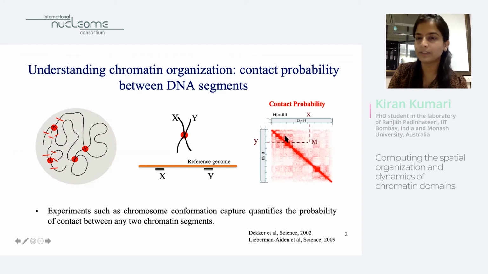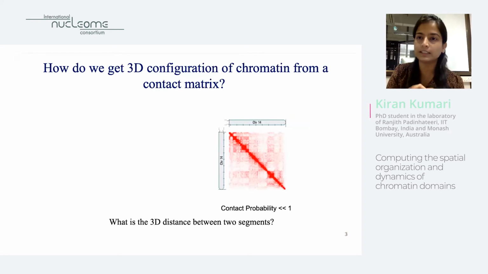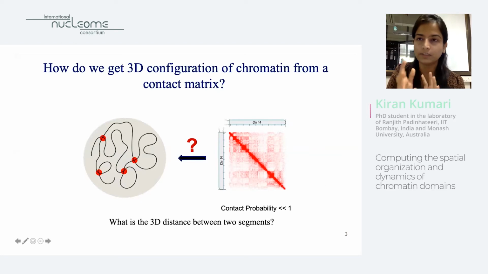Here is the heat map, which is a typical representation of the result of the Hi-C experiment, where element M of this heat map represents the probability of contact between chromatin segment X and chromatin segment Y. Now, given this information of contact between various chromatin segments from experiment, we want to figure out the complete 3D structure, in the sense of the 3D distances between different chromatin segments, not only for those segments for which the contact probability is given, but also for the other segments.